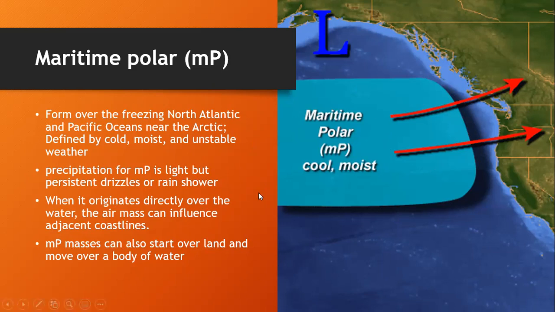The precipitation for this is lighter. It causes more drizzle, light rain, or rain showers. It does have influence on other air masses near the coastline. As you can see here, they can start over land and then move over to a body of water to reach that cool, moist climate that maritime polar air masses are defined by. So this is just a visual example of the maritime polar air mass on a map.